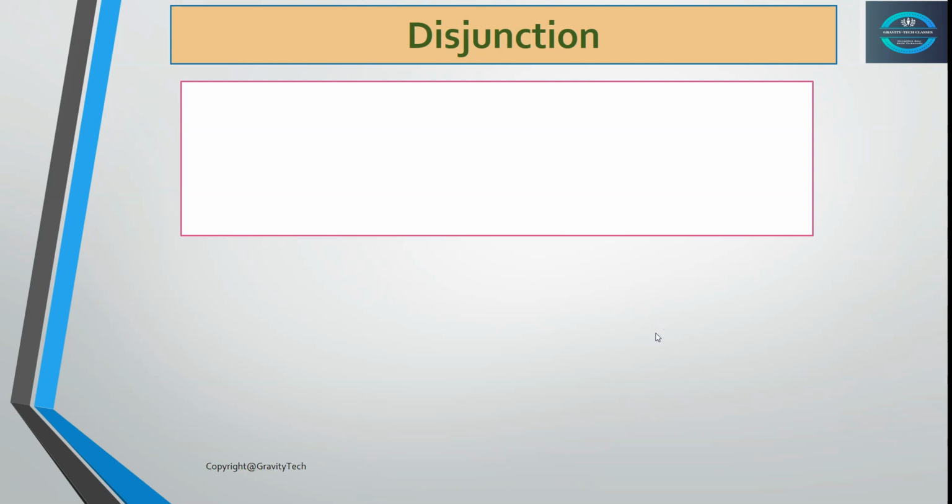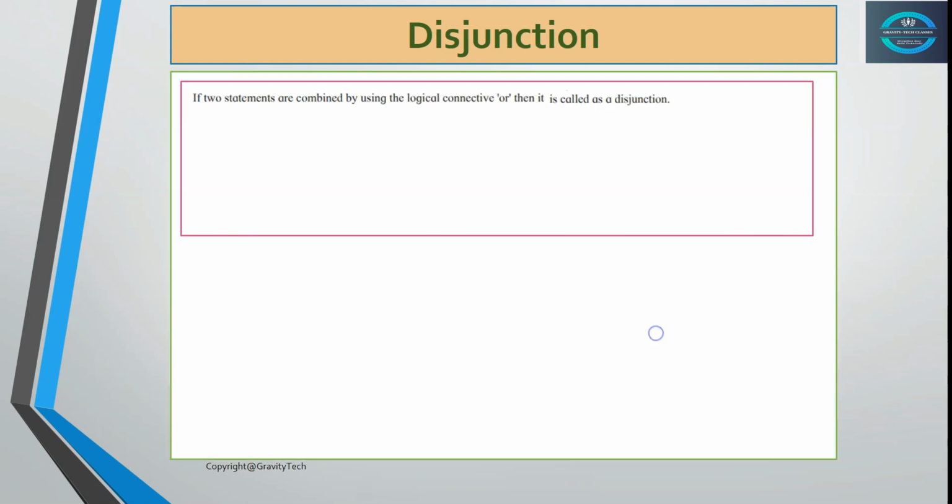Now, what is disjunction? Disjunction means or. So if the two statements are combined using the logical connective or, then it is called a disjunction, right? In other words, if P and Q are the two statements, then P or Q is called a disjunction, and it is denoted by P ∨ Q. This is how it is denoted. इसको read कैसे करते हैं? P or Q or P disjunction Q. लेकिन P or Q will be the good way to read it, right? Easiest way to read it.